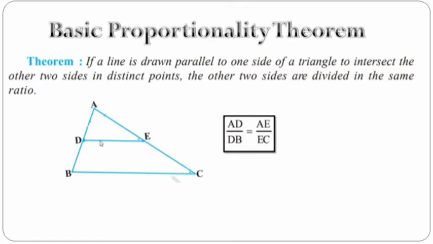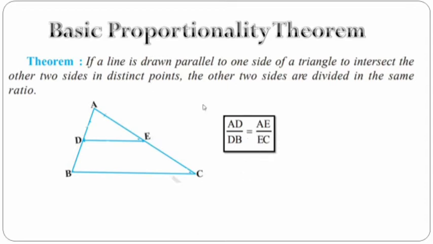So in this case this line divides the two remaining sides in proportion, that is AD is to DB will be equal to AE is to EC. This is a very important thing that you need to understand from this diagram. Just understand the diagram. If there is a parallel line, then AD is to DB will be equal to AE is to EC. That's what is written.